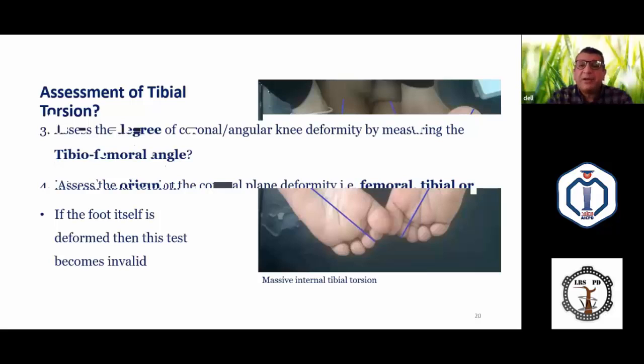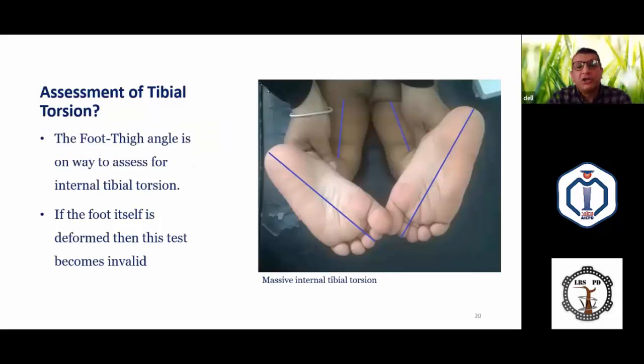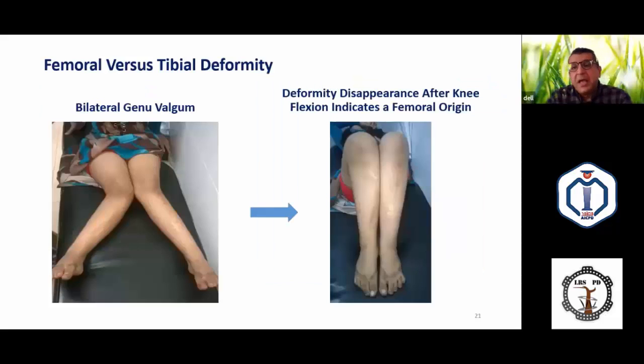This is just an example of some of the clinical tools that are used to assess torsional deformities in children in general, and very useful to assess them, of course, in children with rickets. I really advise you to go and do some more extensive reading in the clinical assessment, because it's very valuable and very helpful in pediatric orthopedics assessment, deformity assessment in general. This is a patient here with massive internal tibial torsion as per foot-thigh angle.